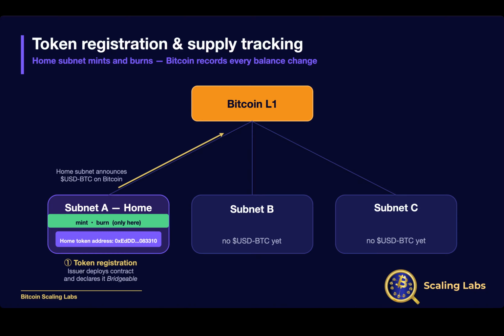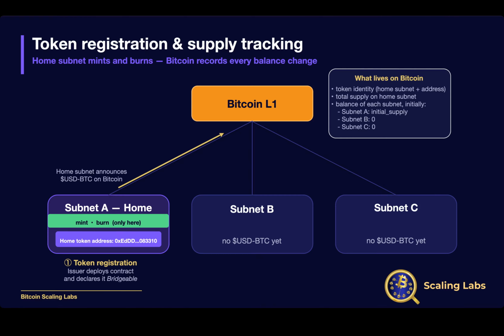The next step would be for the home subnet to announce that a new contract has been deployed, a new bridgeable token now exists. This helps us track several things on Bitcoin. The first is the token identity of all bridgeable tokens. The second is the total supply that exists of every token. And the third is the balance that every subnet holds of our tokens. In our case, subnet A holds the whole initial supply of USD BTC, while subnets B and C hold 0.